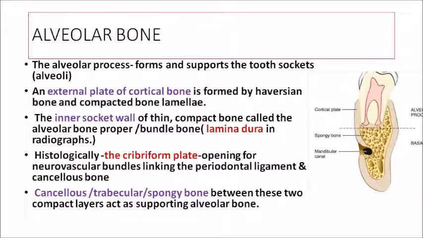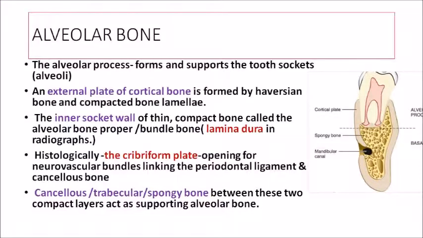We already said the external cortical plate and the inner socket wall both are compact bone. In between these two, we can see cancellous bone or trabecular bone or spongy bone. We can see the spaces which you draw in between the outer and the inner wall; this is cancellous bone. It is known as trabecular bone because of its trabecular arrangement. This is a histological term. It is also known as spongy bone because of its soft or spongy consistency. It is an anatomical term.